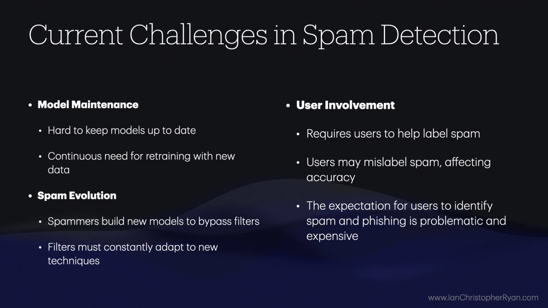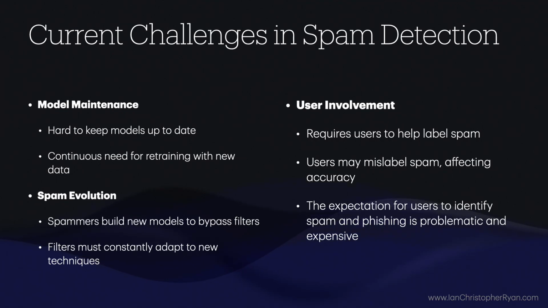Not only this, the spammers are doing the same thing. The spammers are building new models to try and bypass these new filters. The filters have to be constantly adapted. This is why the users have to keep on labeling all of the data. They have to keep on flagging whether or not it is spam or phishing.